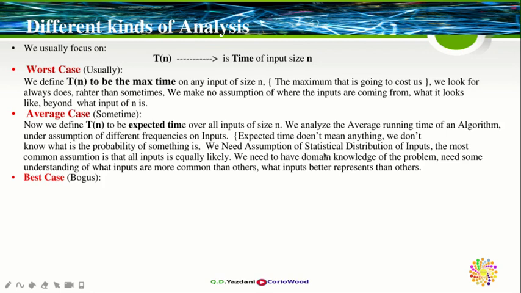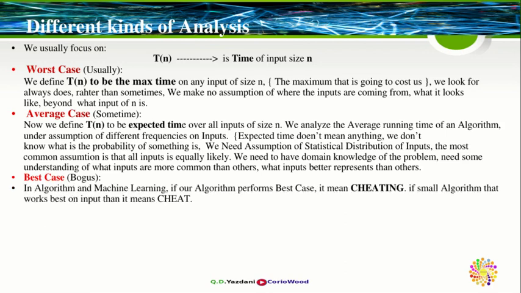You're not interested in any of this. All you're interested in is how long my software is going to take to load and what the worst case is. Best case, and I said to you guys, best case is bogus, it's a cheat. So if your algorithm goes in fast, in algorithms and machine learning, and I'm telling you now, if our algorithm performs best case, it means cheating. If a small algorithm works best on an input, then it means cheating.